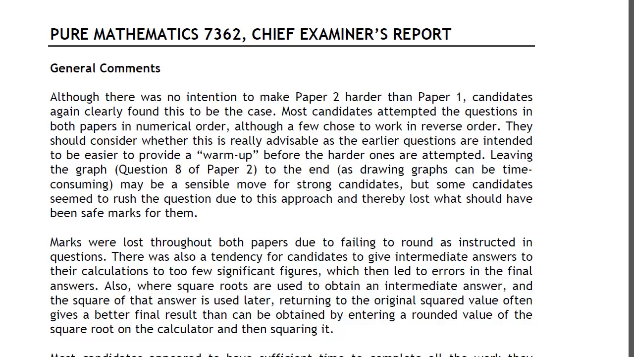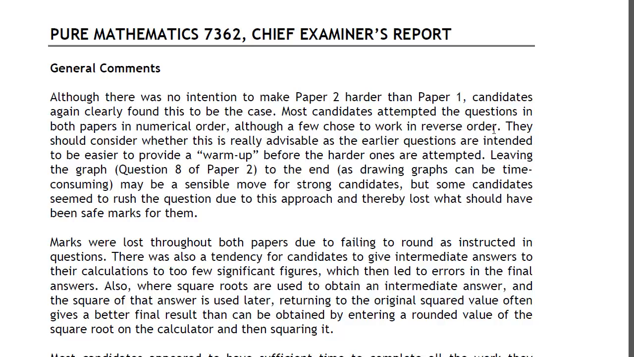This is a good idea. So the first thing that they write is a general comment, an overview of the paper. Now they said many people felt that paper 2 might have been harder for some people because they got fewer marks in paper 2, and most candidates attempted the questions in both papers in numeric order, although a few chose to work in reverse order.